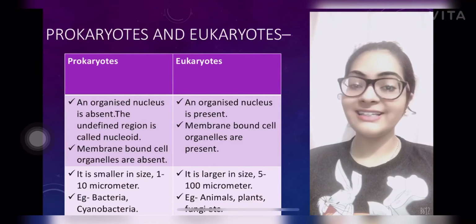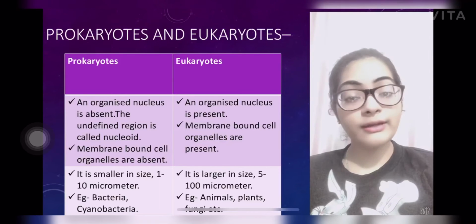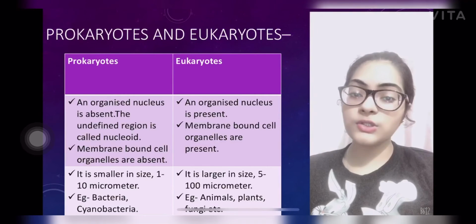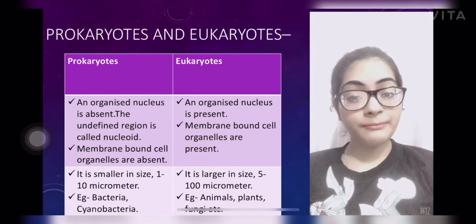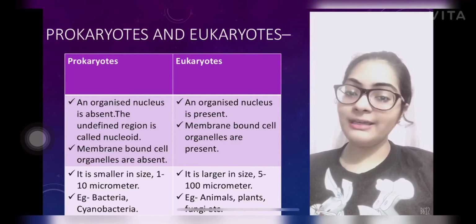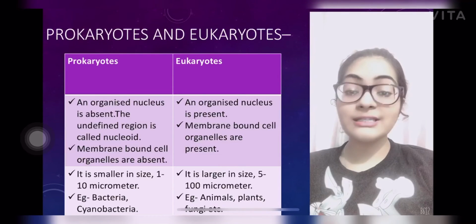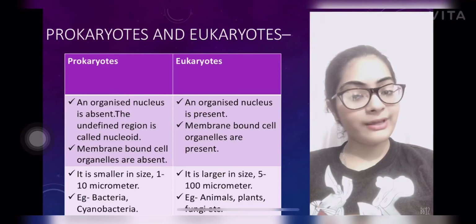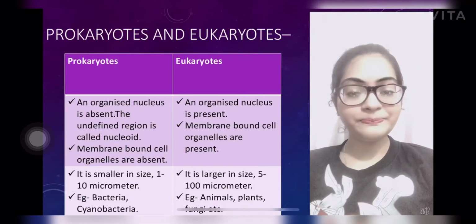That is nucleoid. Similarly, membrane-bound organelles, cell organelles are also absent in prokaryotes. Prokaryotes में ना तो membrane-bound nucleus है, ना ही membrane-bound cell organelles. Whereas in eukaryotes, membrane-bound cell organelles are present. Is that crystal clear? Yes?